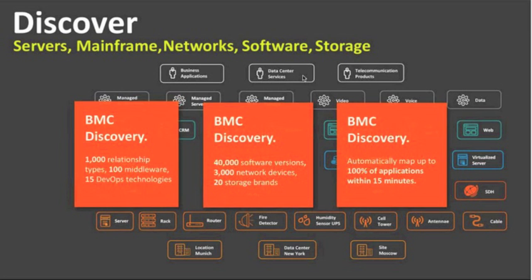So a few fun facts here in the orange boxes. With BMC Discovery, we have over 1,000 relationship types. We have 100-plus middleware technologies, 15 DevOps technologies, all built into one single solution. The middle box is something that we're really proud of. We have over 40,000 software versions and 3,000 network devices and 20 storage brands that we discover. Let me put that number in context for you. That 40,000 software versions, our next closest competitor has in the neighborhood of 15 to 20,000. So we're about double what most of the industry has today.